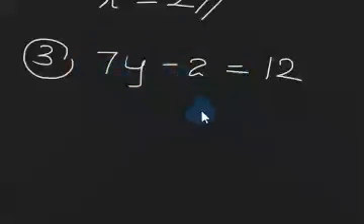7y. So what is the relationship between these two terms? A subtraction. Minus 2. 2 has been deducted from 7y. Then what you have to do? You have to add plus 2 to both sides.